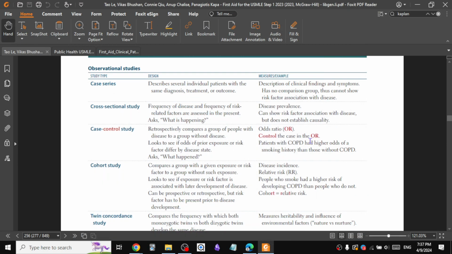All right, guys. We're gonna go through all of public health and biostatistics, and I've tried my best to make this as simple as possible and help you remember all the formulas and stuff as well. Okay. So let's start with observational studies.